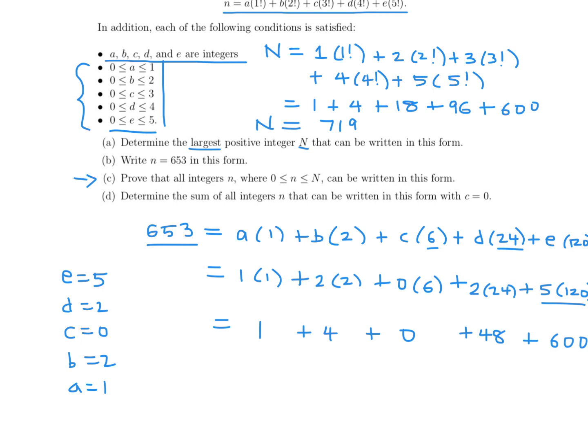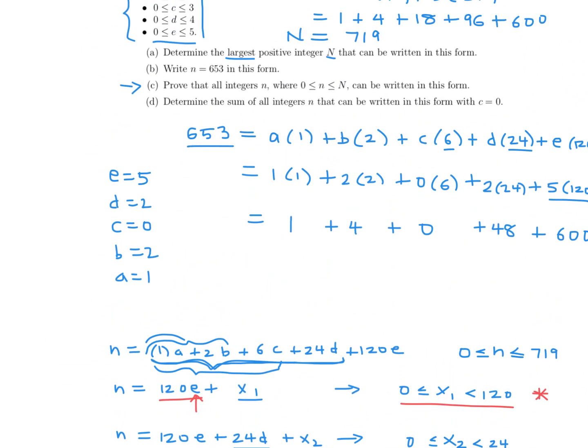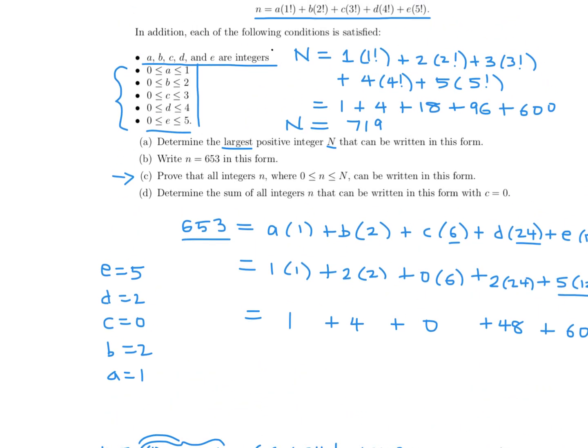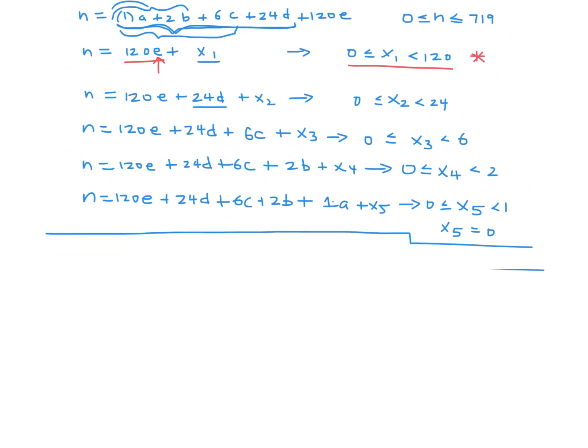Okay, so this was the first part of the question, just to give the parameters. Now we move into the second part of the question, which proves that this can be done with these parameters in mind. All of the integers between 0 and 719 can be written with these parameters. So that's what we have to show now. Okay, let's do that. Hopefully I can do it all on one page so you can see. We've got that parameter up there.